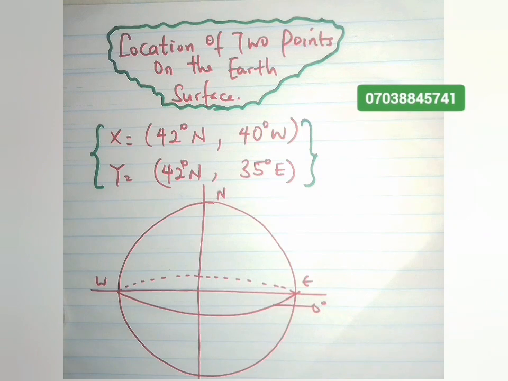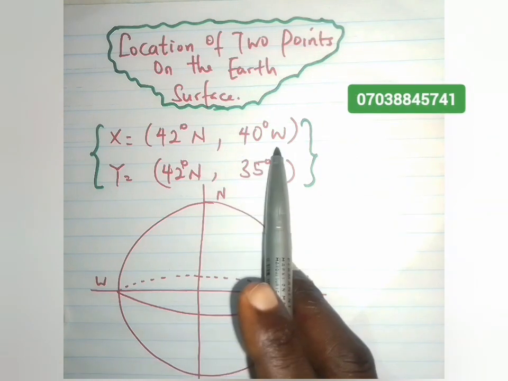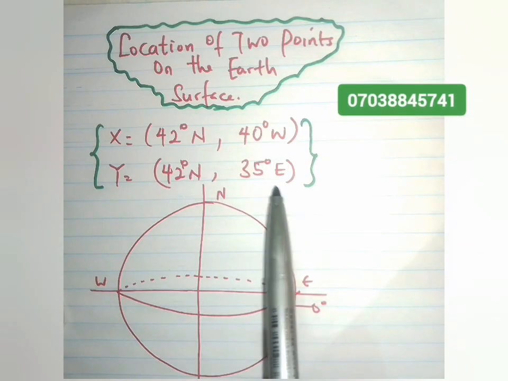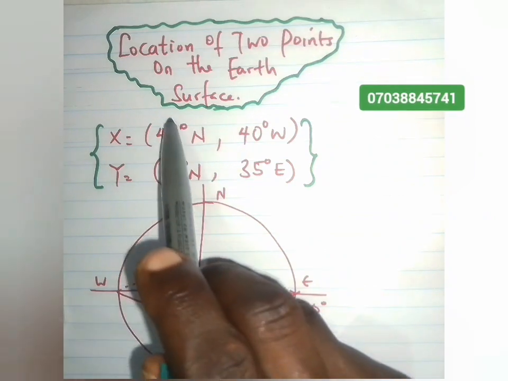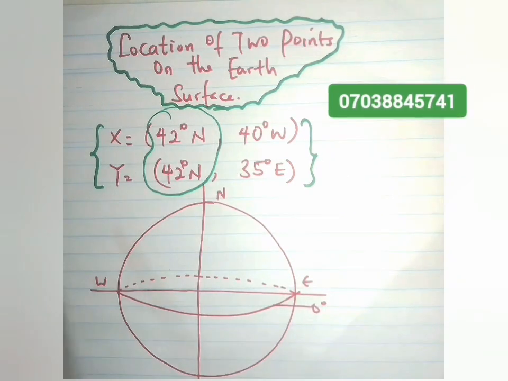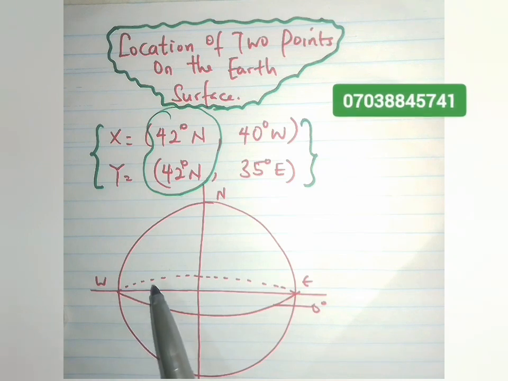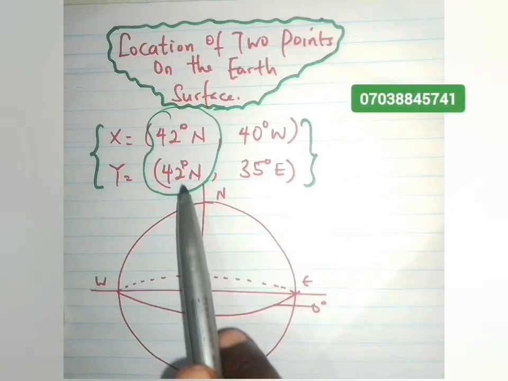So look at point X, for example. Point X is 42 degrees north, 40 degrees west. You can see that right here. Then Y is 42 degrees north, 35 degrees east. So you can see that this part is the same. Something must be the same. Take note of that. So this part is the same, which is latitude.